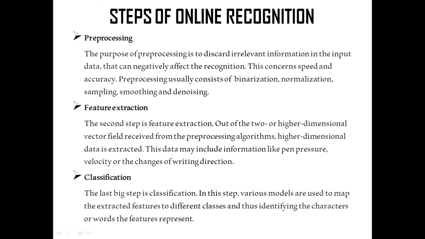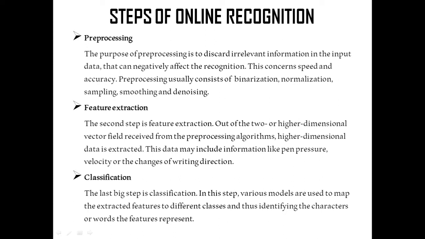These are all the steps of online recognition: pre-processing, feature extraction, and classification. Let's see pre-processing. The purpose of pre-processing is to discard irrelevant information in the input data that can negatively affect the recognition. This concerns speed and accuracy. Pre-processing usually consists of binarization, normalization, sampling, smoothing, and denoising.